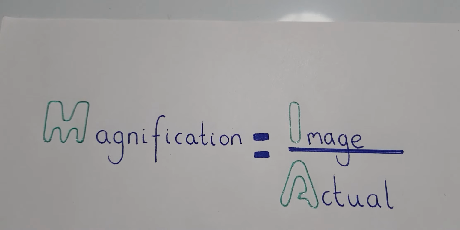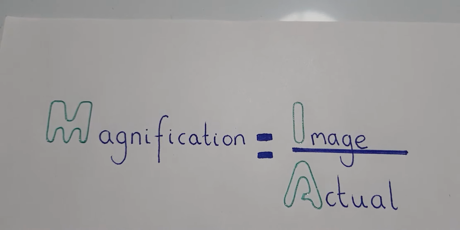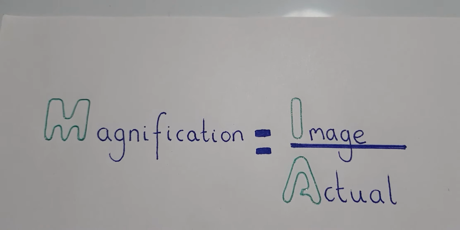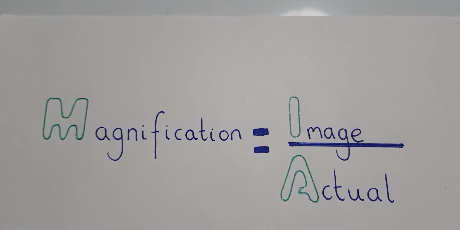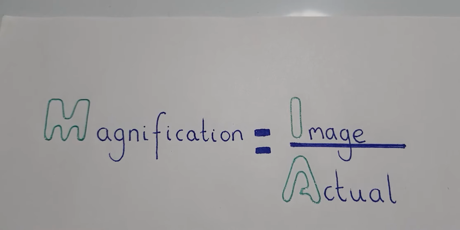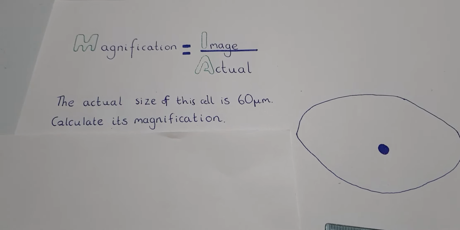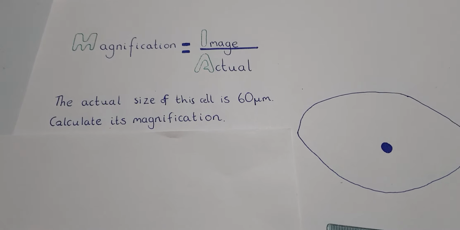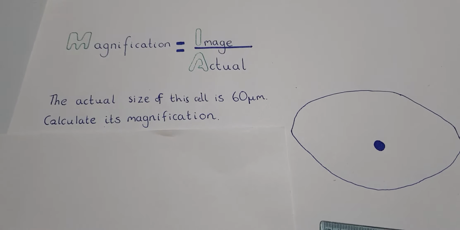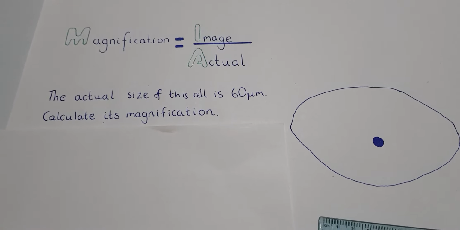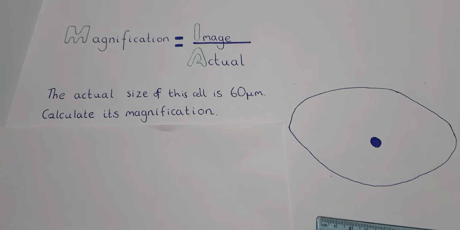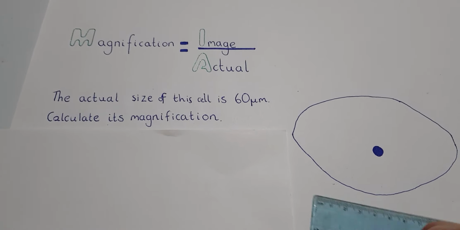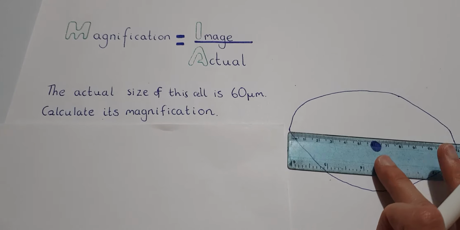To calculate magnification, we need to use the equation of dividing the image size by the actual size. So here we've got an example question. The actual size of this cell is 60 micrometers. Calculate its magnification. So the first thing that we need to do is measure the image size.